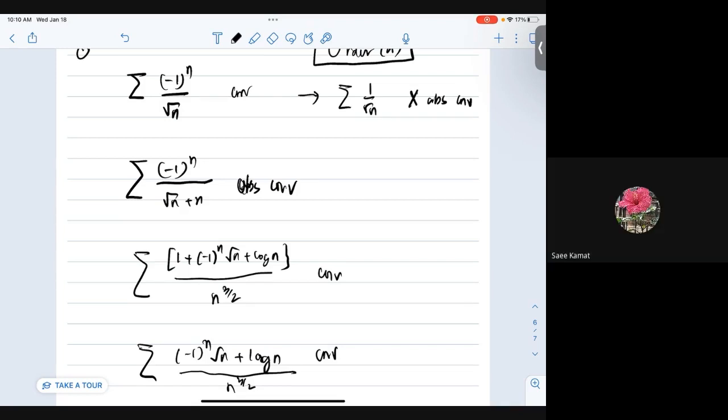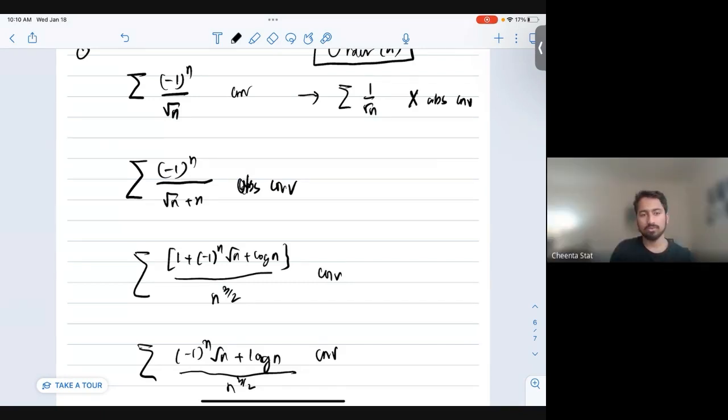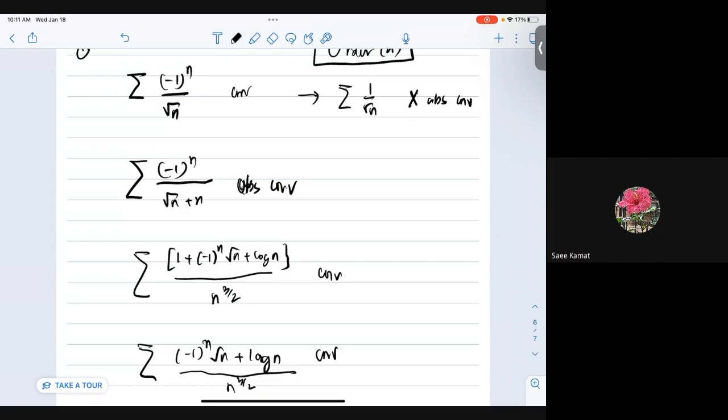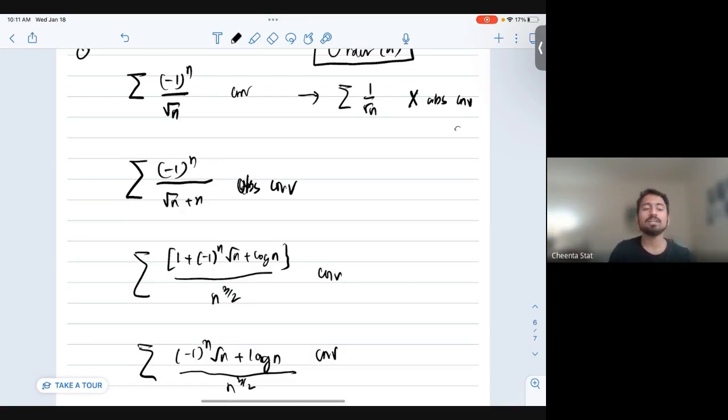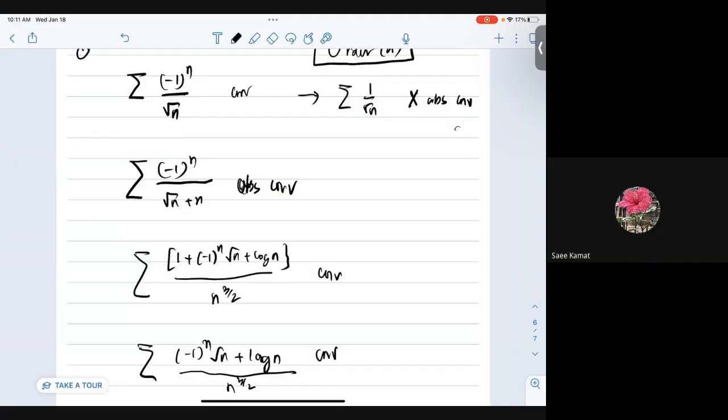No, sir. If it doesn't converge absolutely, that doesn't imply it won't converge normally. The given series, minus 1 raised to n divided by root n, will converge by the alternating series test. Okay, so that's what I'm asking. If a series is not absolutely convergent, does it imply it's not conditionally convergent? No.